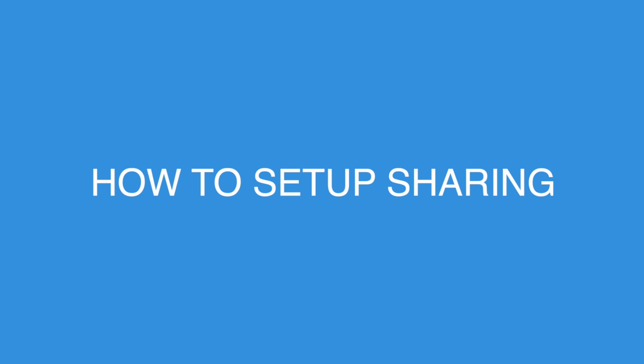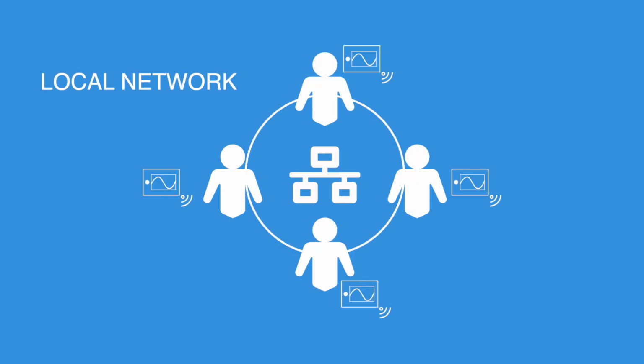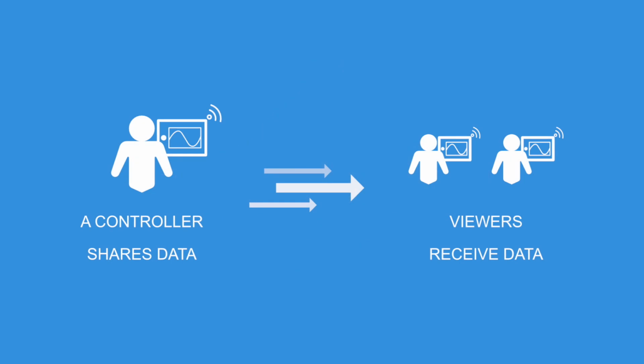The process of sharing data is very quick and the data is shown in real time. Once all devices are connected to the same local network, you can begin the sharing process. Within the EasySense2 software, you can either be a sharer of data, also known as a controller, or a receiver of data, also known as a viewer.